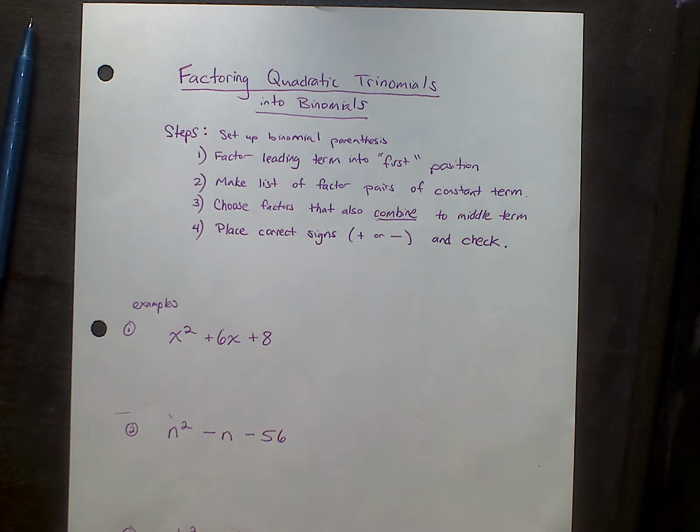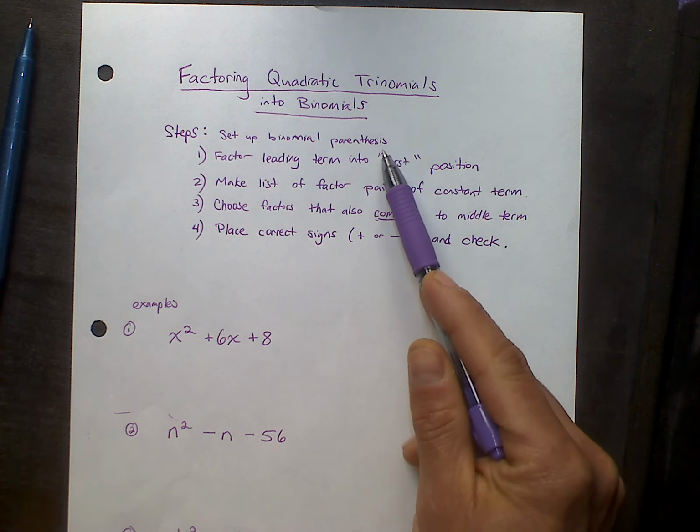Good morning, students. Last lesson, we were multiplying binomials into quadratic trinomials. We used FOIL. Today, we are going to be doing the reverse process. We're going to start with the answer and then factor it into the binomials that we were doing last lesson. Okay, let's take a look at a couple examples while following these steps.